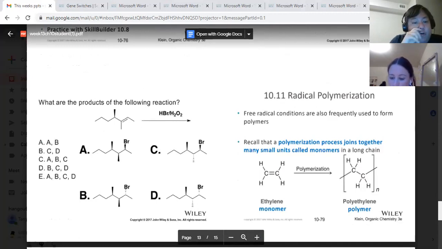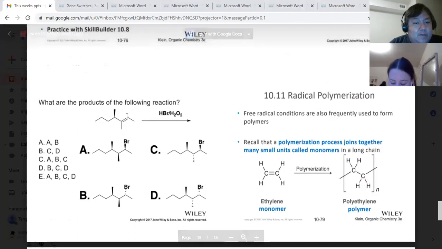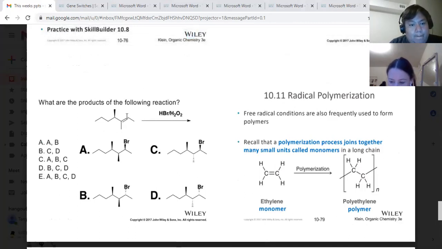So real quick, where's the bromine going to add? Which carbon? The left side of the double bond or the right side of the double bond? The right side. That's where the bromine adds. Right? Yes. So basically here, I'm going to just come in here and annotate.